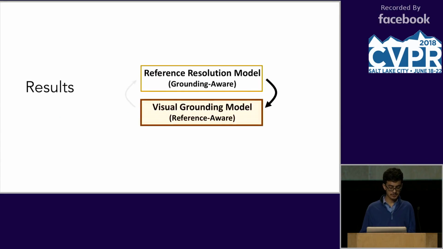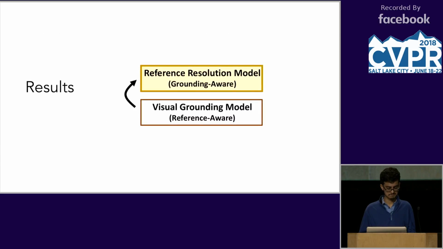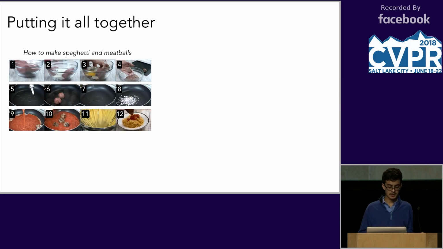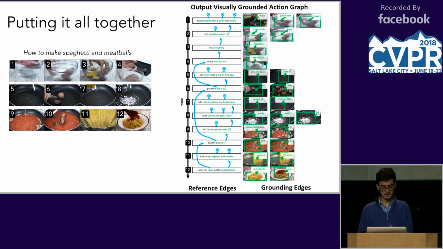All right, cool. So we've looked at the visual grounding model. Now time for the reference resolution. We can observe that our overall method, our architecture improves overall performance, and the grounding improves that slightly further. And now finally, we combine the whole thing together. Here we have an input instructional video, and this is our output visually grounded action graph.